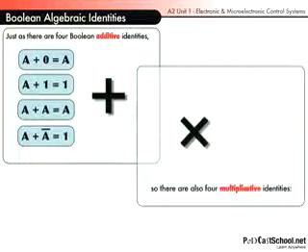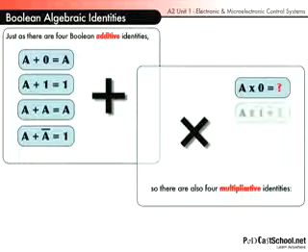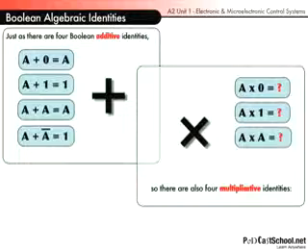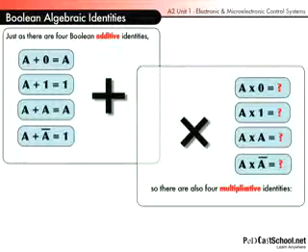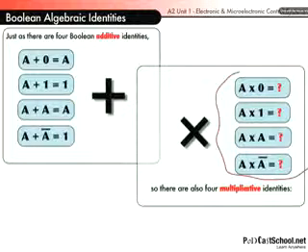We're going to look at the multiplicative identities today. So we're going to find out what a times 0 is. We're going to find out what a times 1 is, what a times a is, and a times a bar. And just as before, these are AND functions. So that would be a and 0, a and 1, a and a, and a and a bar. Okay, so this is what we're going to try and find out. All right.